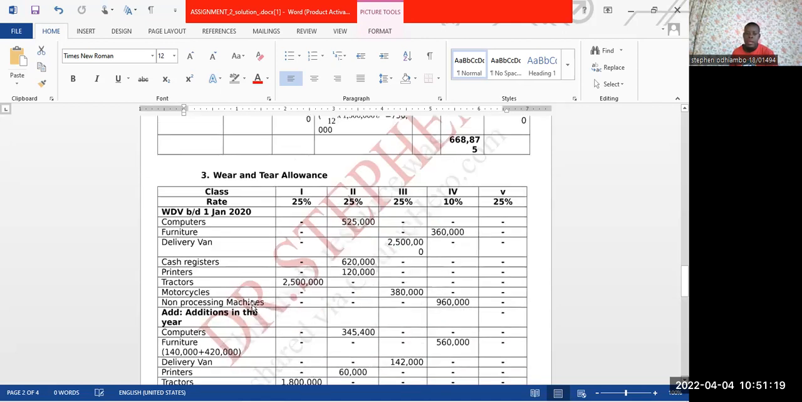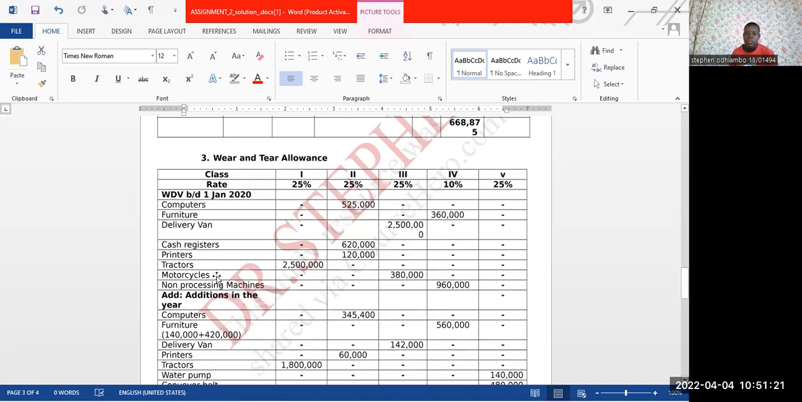So you can come and see motor vehicle, the 300 we have none. Processing machine is 960,000. So this is the method of getting wear and tear allowances. After writing the working down value brought down on 1st January 2020, and that was our year we were working with, we add additions in the year.